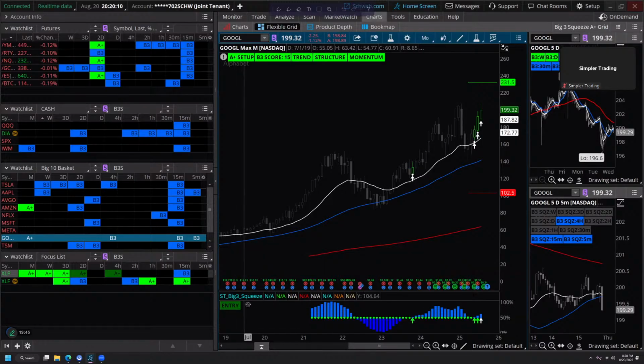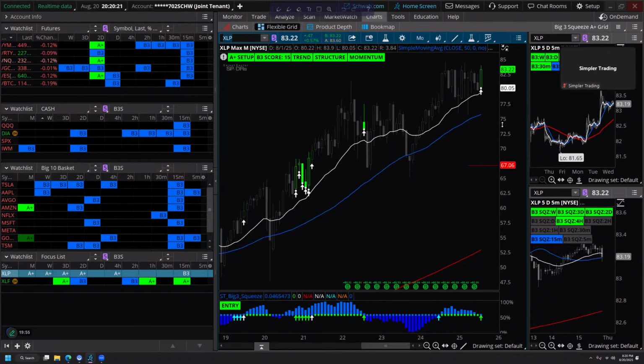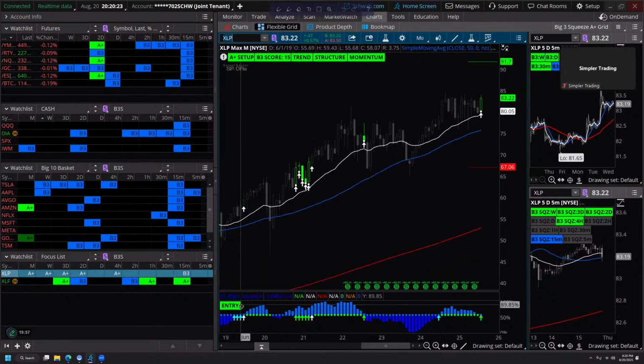Dark green label, beautiful squeeze, all the criteria. Think about the entry. Might be good, might not be great. XLP on the monthly squeeze, bright green candle. Again, another reminder, you got her at the sweet spot.